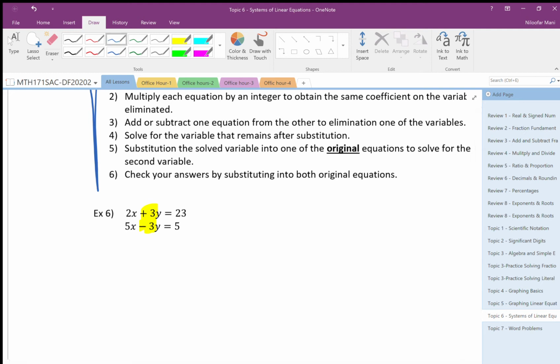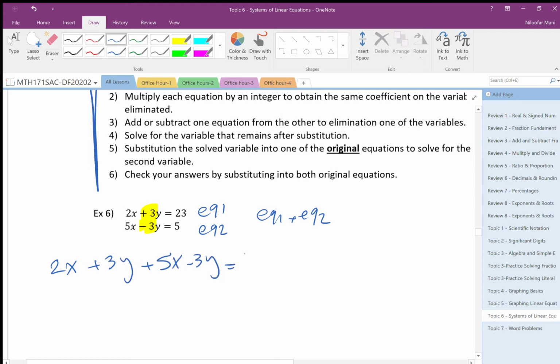You have equation 1, you have equation 2. What happens if you do equation 1 plus equation 2? Remember, you have to add both sides. So it is 2x plus 3y plus 5x minus 3y equals 23 plus 5. Oh, good. So these cancel. So I have 7x equals 28. So x is 4. Done. So easy.